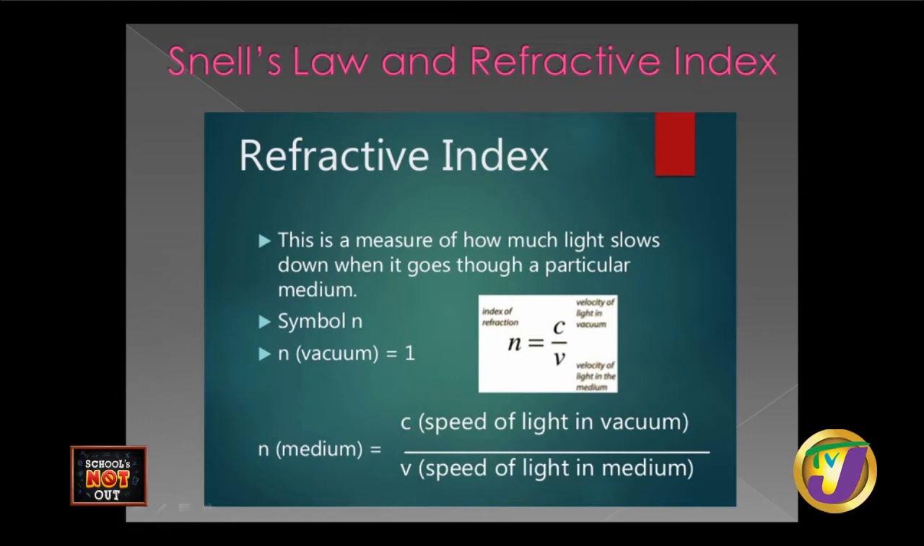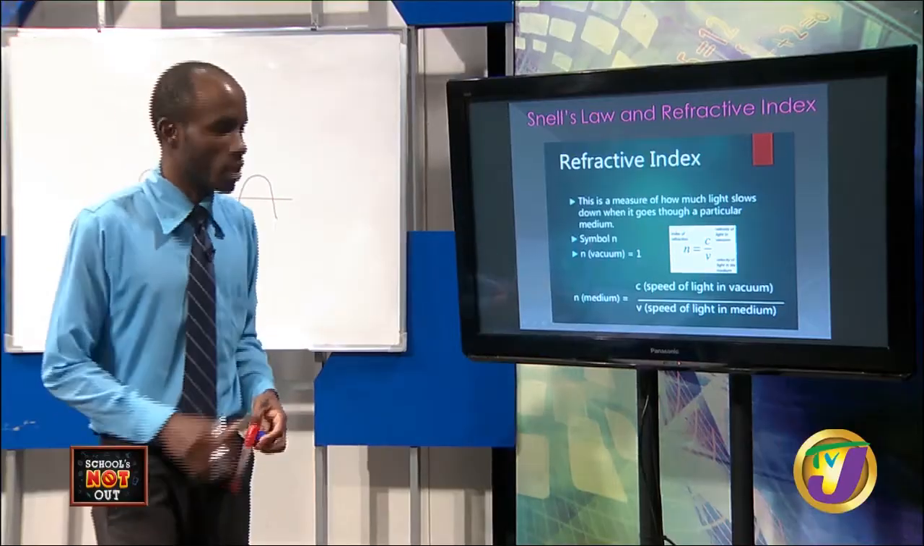The velocity of light in a vacuum, the speed of light in a vacuum, which is the fastest it can travel, 3 times 10 to the 8 meters per second, over the velocity of light in that medium. There are other ways to state it, but you can state it from this point of view. So n, being the refractive index or index of refraction, can be found by dividing the velocity in a vacuum by the velocity in that medium. And it gives the equation there.